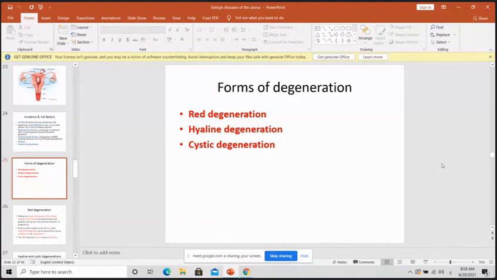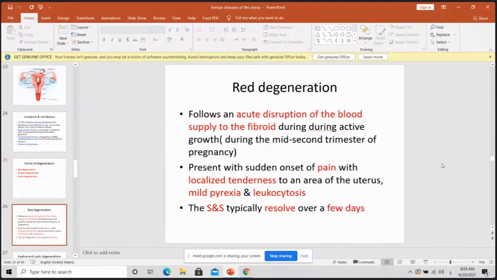نبدي بالred degeneration هذا حقيقة من اسمه red degeneration هذا شنو. This condition arises from an acute or following an acute disruption of the blood supply to the fibroid. زين احنا شو وقت يصير عندنا acute disruption يعني وعادة اكو blood supply to the fibroid. This happens usually during the period of active growth of the fibroid. شو وقت هذا يصير الactive growth؟ عادة اثناء الحمل. Especially during the mid-second trimester of a pregnancy.